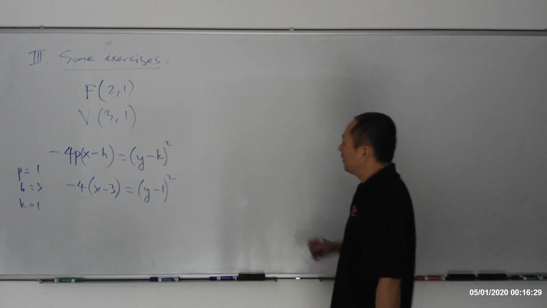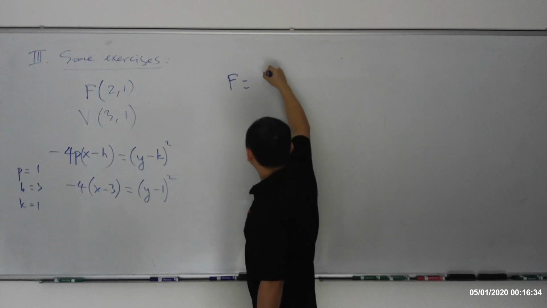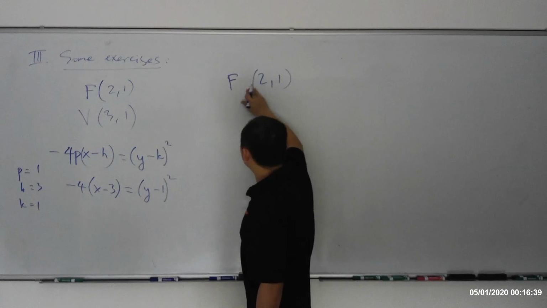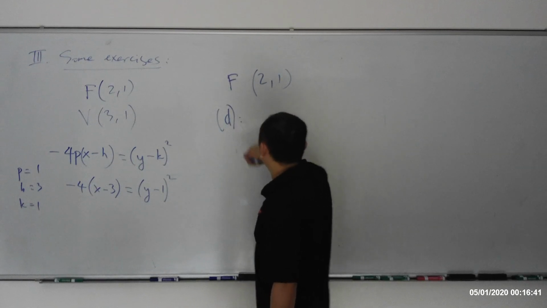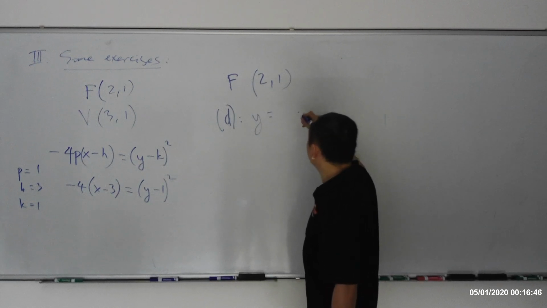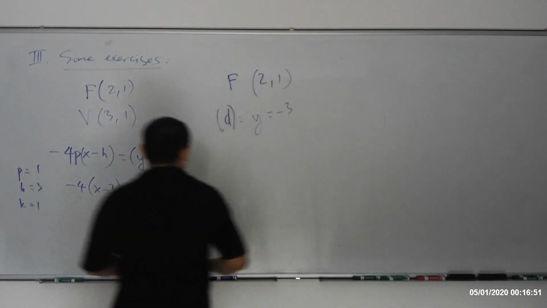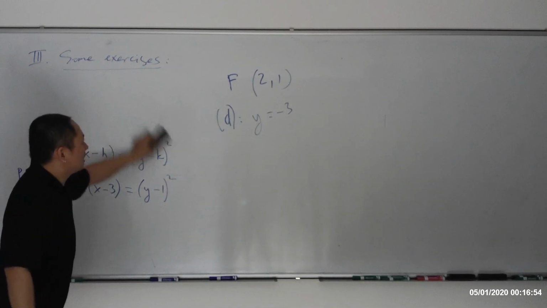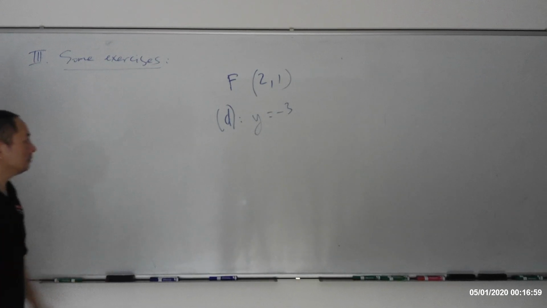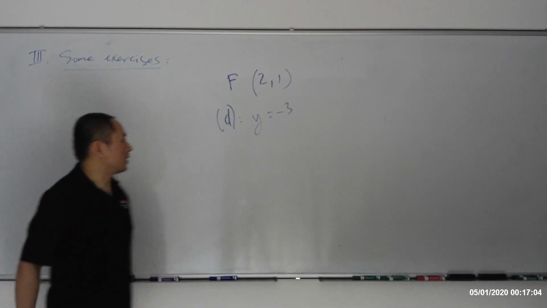Okay? How about another example? I give you the focus at (2, 1), okay? And then I give the directrix at, say, y equal to negative 3. My second example: given the focus is at (2, 1), and the directrix is at y equal to negative 3. Keep in mind, this is the equation of a horizontal line, okay?